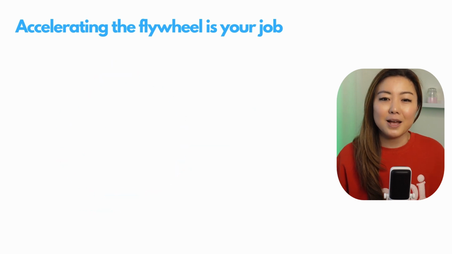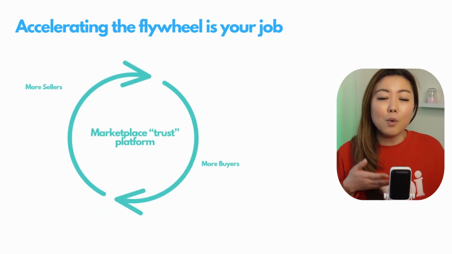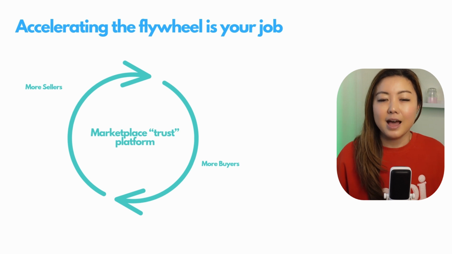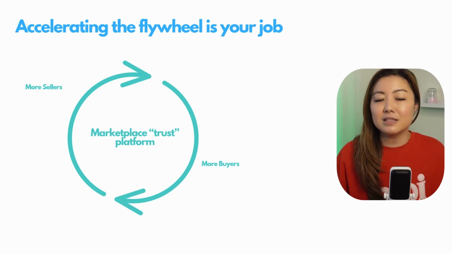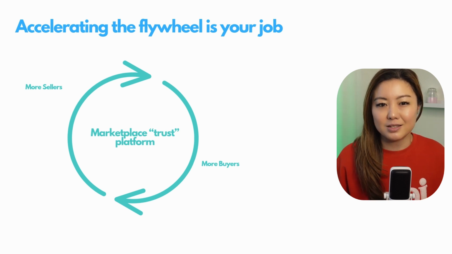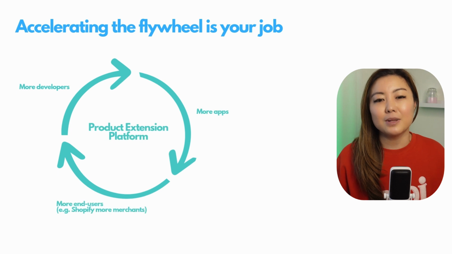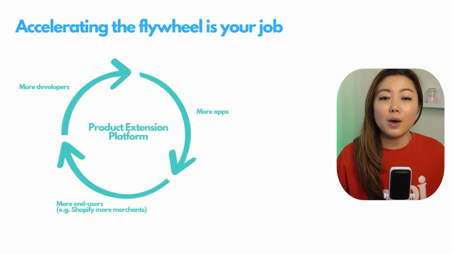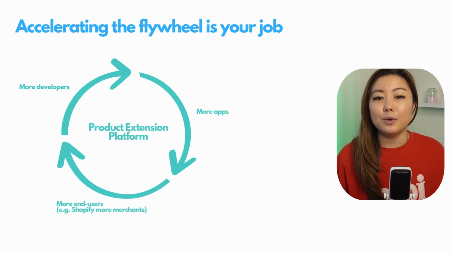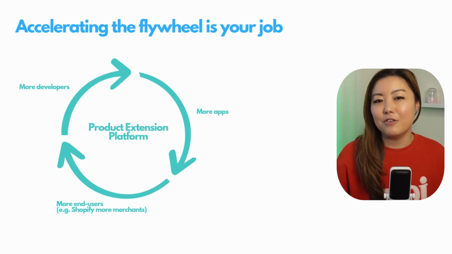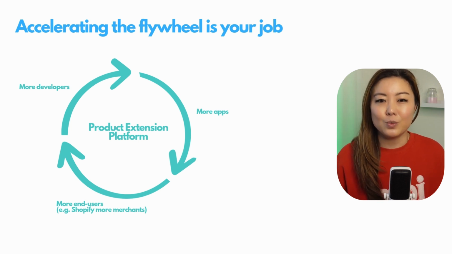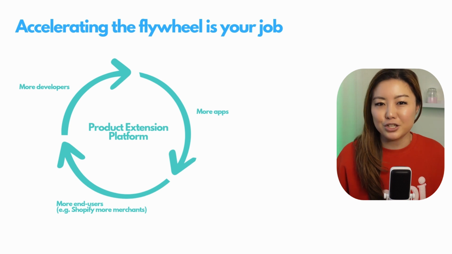For a marketplace platform, your flywheel might have more sellers and more buyers. As that platform focuses on getting more sellers because they are making more money from the buyers, it will attract more buyers because you are focused on making the facilitation easier between the two to transact and build trust. For a product extension platform, Brandon shows that the flywheel is more developers building more apps that can give value on getting more end users, which for Shopify are the more merchants.